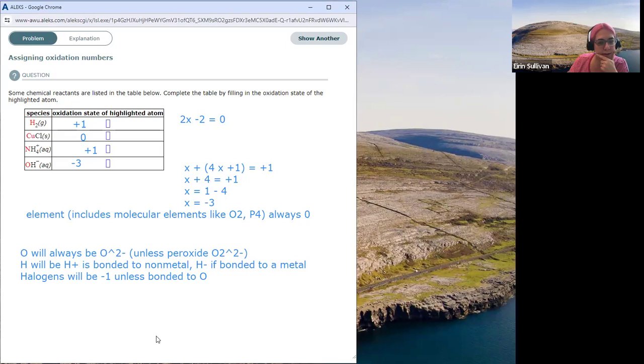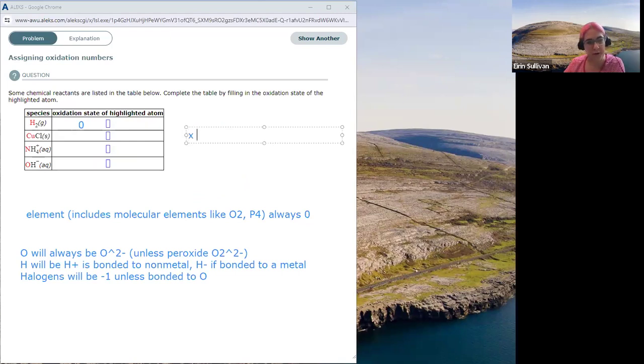All right, so erasey time. H2, well, that's just going to be 0 because H2 is an element. CuCl, okay, so let the Cu be X and Cl is -1, and that's got to sum to 0 because it's a neutrally charged compound, so X has to be +1. So copper is +1 charge.